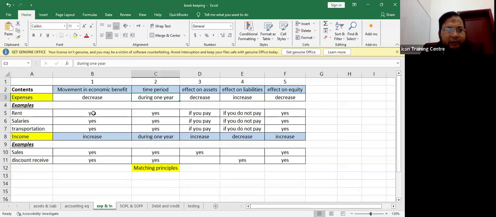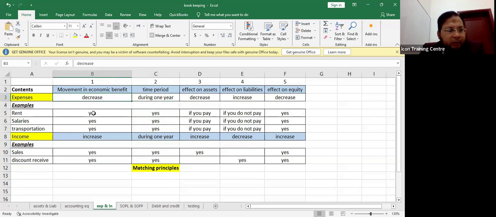The second criterion is that it should be incurred during 1 year, because we have to follow the matching principle. The matching principle says that you have to match your current year income with your current year expense. You cannot match your previous year income with current year expense, or your previous year expense with the current year income. So during 1 year is very important.